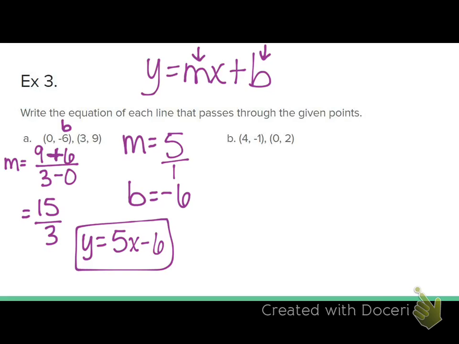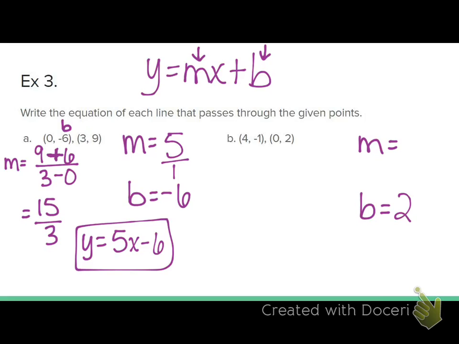All right, when we start that second one, again, my goal is to know m and b. Which one do we know right away? B, the y-intercept. Good, the y-intercept is 2, because we see that point that has 0 for x. So that must be our y-intercept.